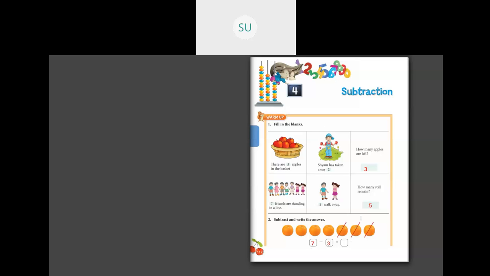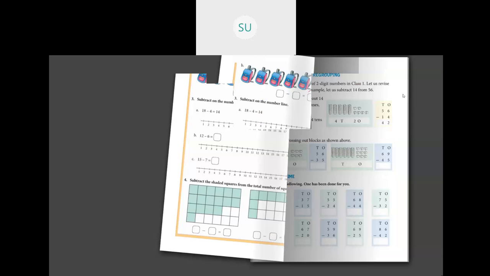In the second box you'll write how many they have crossed out. And in the third box you'll write the oranges, how many are left. So how many are left? 1, 2, 3, 4. So 7 minus 3 is equal to 4. Okay, let's turn the page and do the next page.